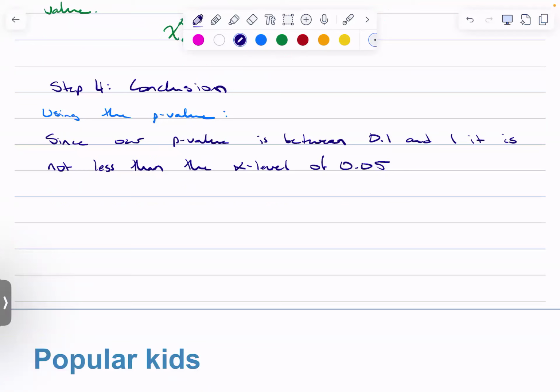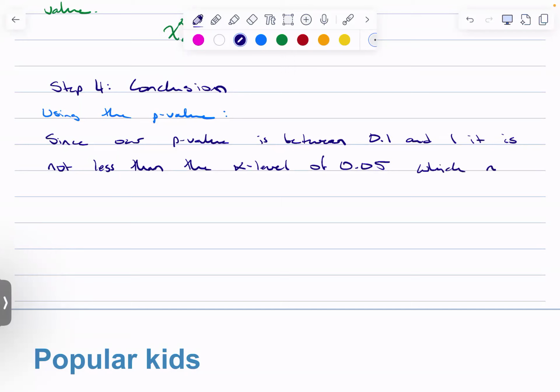What was I saying? Oh yeah. So you want to highlight all the things that you've already established. You're not really coming up with anything new. You're just composing it into a nice, clean conclusion. Right? So you've already done this work. You may as well show it off. So since our p-value is between 0.1 and 1, it is not less than the alpha level of 0.05.